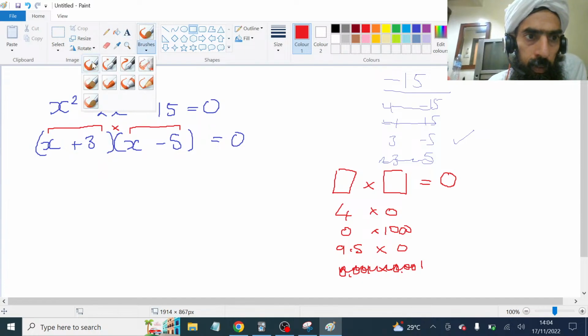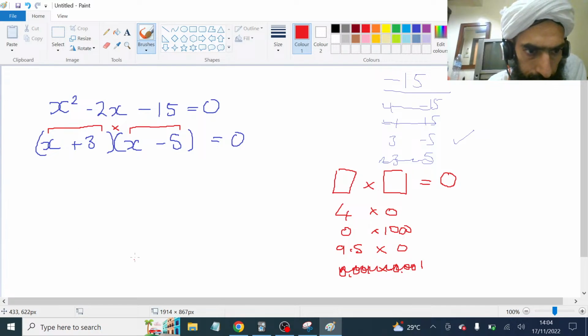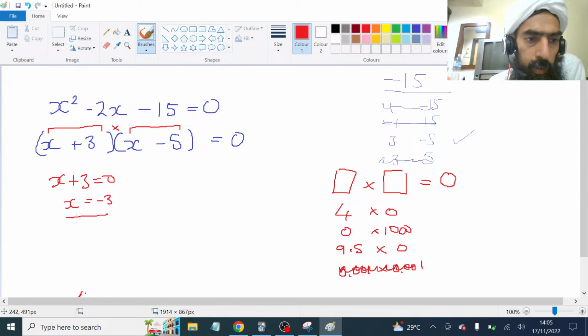So in that case, we would say x plus 3 is 0. So something plus 3 is 0. What is that something? Let's take the plus 3 across to the other side. So x is equal to minus 3. So that's one possible answer.